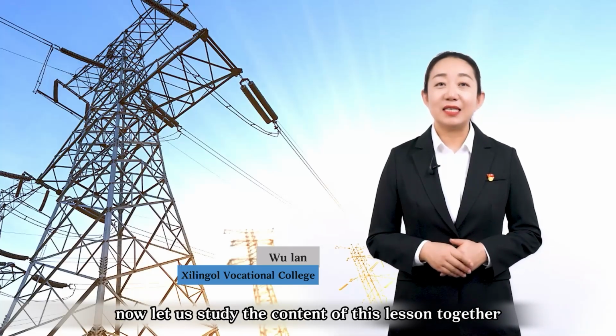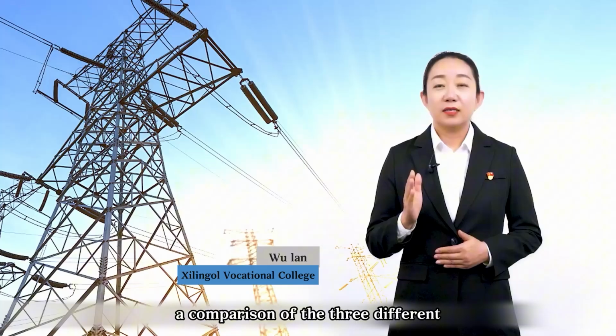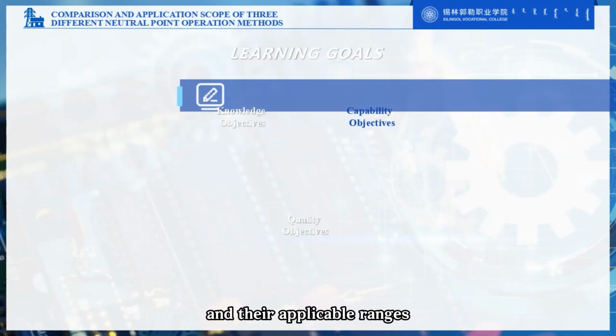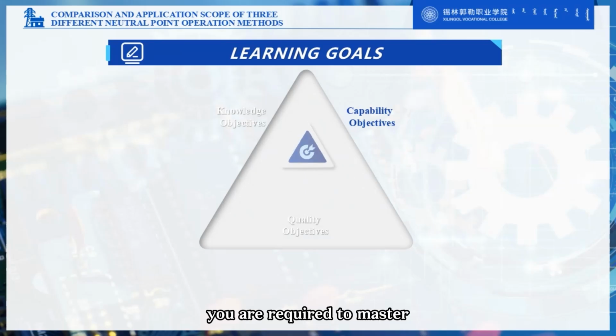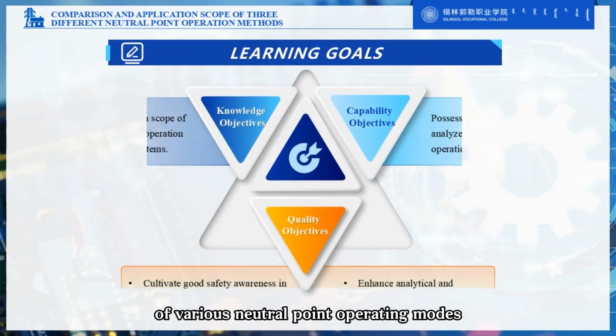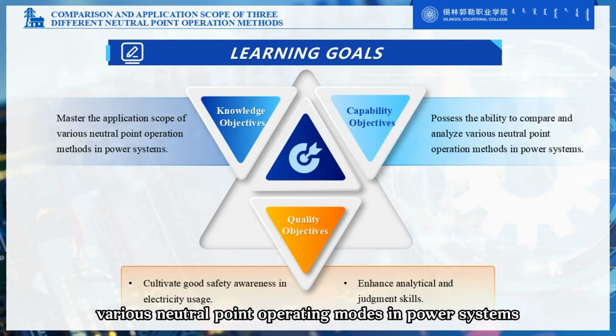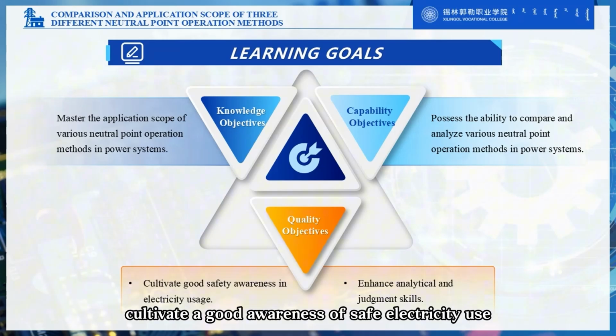Now, let us study the content of this lesson together. A comparison of the three different neutral point operating modes and their applicable ranges. Through this lesson, you are required to master the application scope of various neutral point operating modes in power systems. Develop the ability to compare and analyze various neutral point operating modes in power systems, cultivate a good awareness of safe electricity use, and improve analytical and judgment skills.